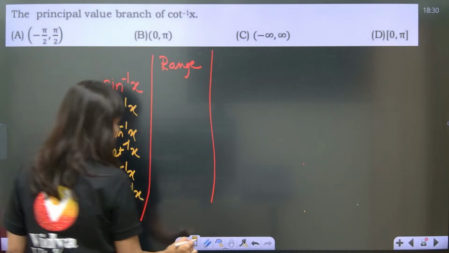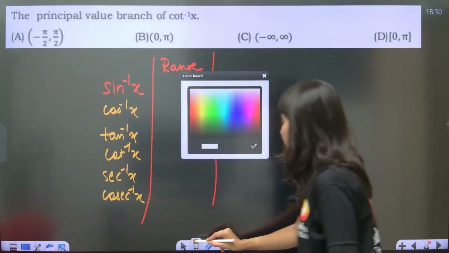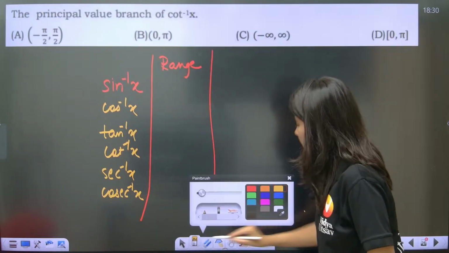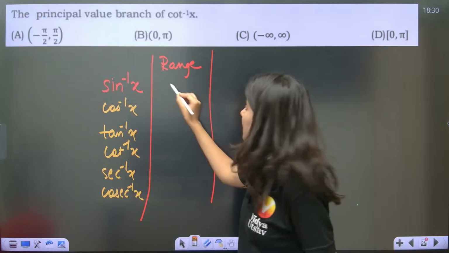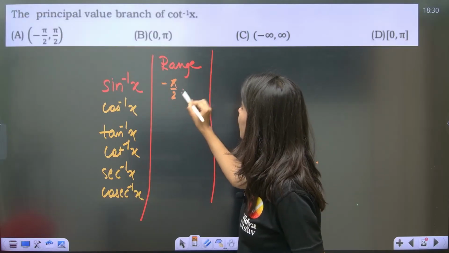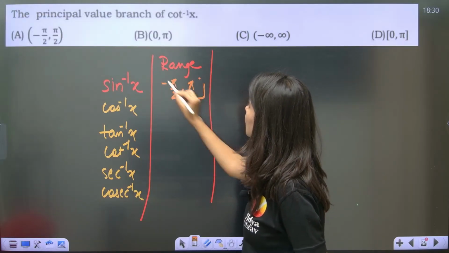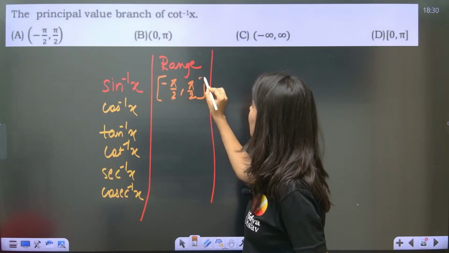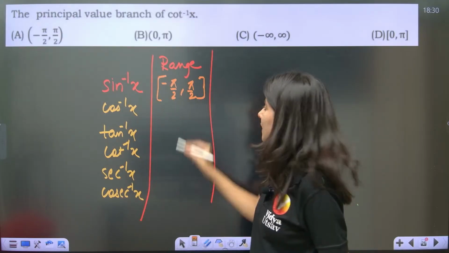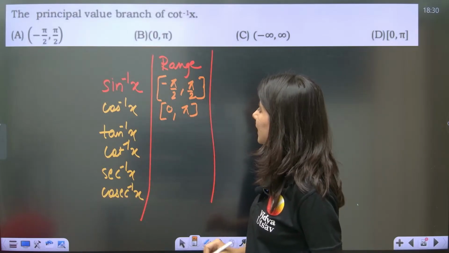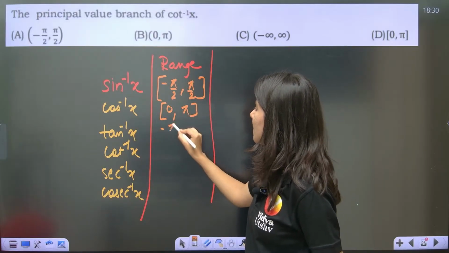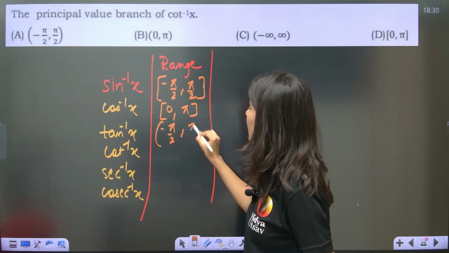Let's do some effort. Let's revise everything. Quickly tell me now. Sine inverse x range, can anybody tell me? Minus pi by 2 closed to pi by 2 closed. Cos inverse x, the range will be 0 to pi. Tan inverse x range will be minus pi by 2 open to pi by 2 open.